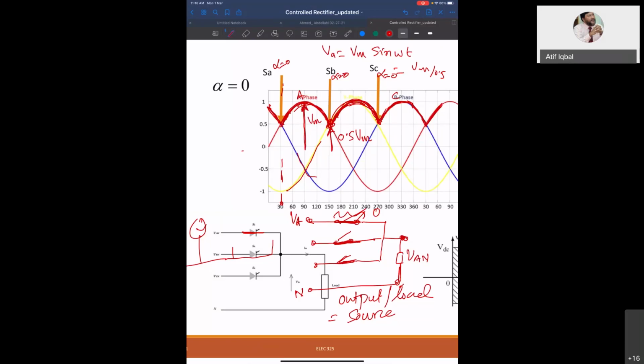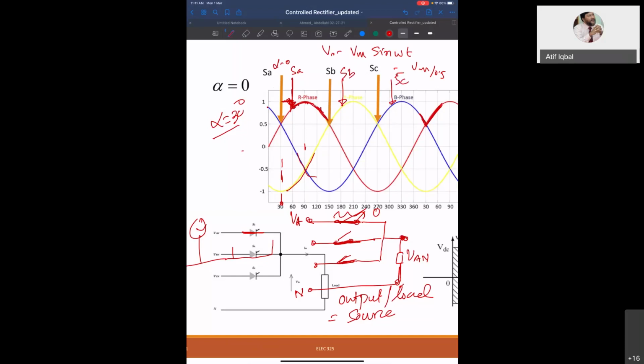Now, can we draw the output voltage when alpha is different? Suppose alpha is equal to 30 degree. That means you start counting from here, and this is equal to 30 degree. So the output will be from here. Here S1 will be on, then here SB will be on, and here SC will be on. So this is my output.